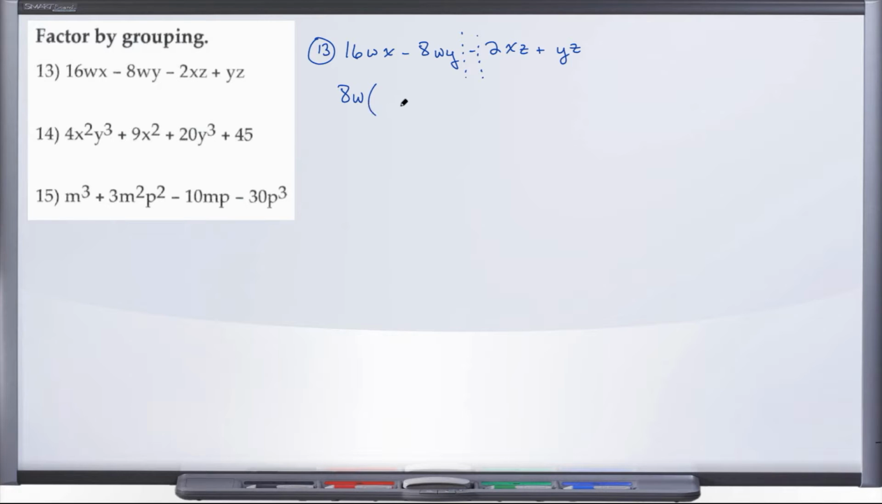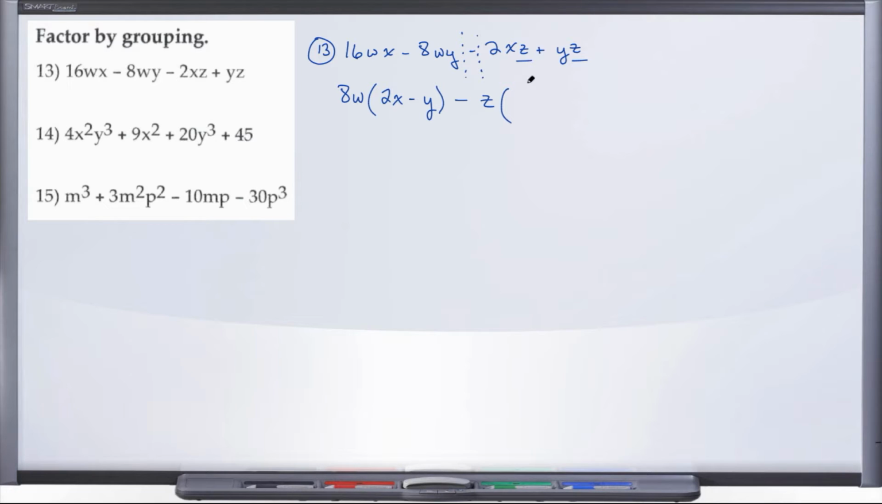So if we pull that out, what are we left with? Well, let's see. 8w times what gives us 16wx, and that'll be 2x, and then minus 8w times what gives us negative 8wy. Well, that's just y, isn't it? All right, let's go ahead and now bring this middle sign down and start the process over again. What's in common now here on the right-hand side? Well, it looks like just a z, right? That's the only thing they have in common, so we'll take out that z.